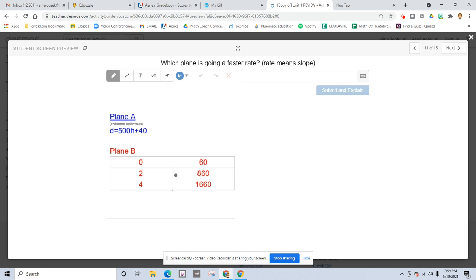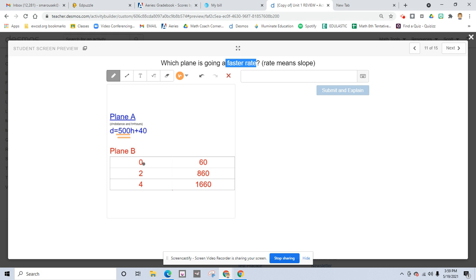This is our last problem. It says which plane is going at a faster rate? Now, look at plane A and plane B. How are we going to figure out plane A? What's the rate here? If you remember, the rate is always going to talk about the slope. Why do you think my lesson this week was all about the slope, okay? This is the starting point of whatever the plane started at. It had a head start on whatever it was being measured on, but this is the speed it's going. 500 whatever per hour, 500 miles per hour probably. So the plane A is going 500.